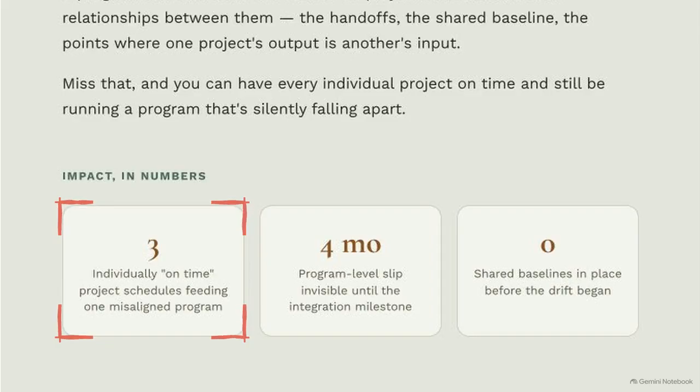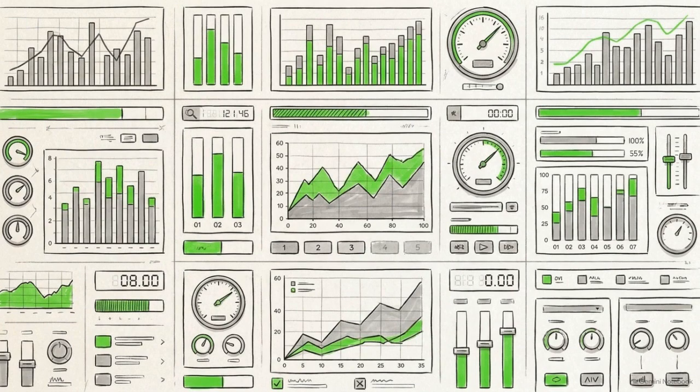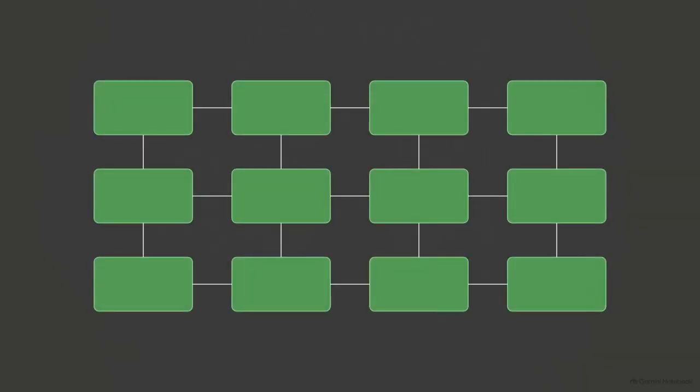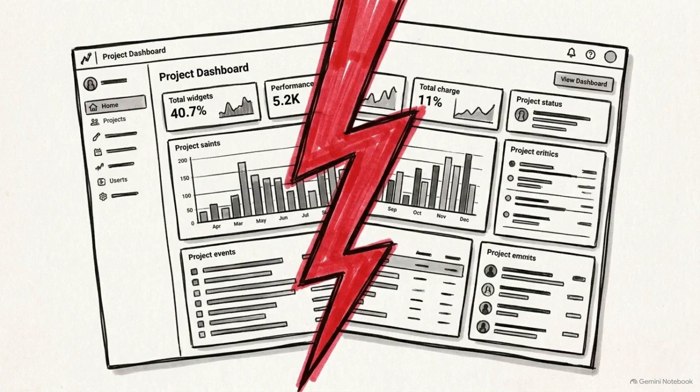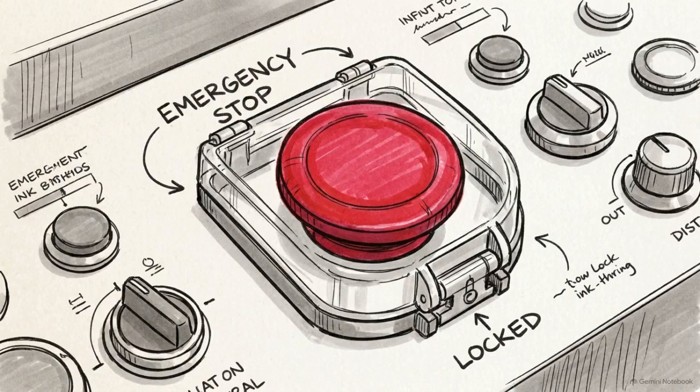This data reveals the paradox. Despite three project schedules claiming to be on time, the overarching program is instantly 4 months late. The disconnect stems from that final number. 0 shared baselines were in place to catch the drift. Aggregating isolated schedules into a single dashboard provides a bird's-eye view, but it often masks the structural disconnects growing between teams. It creates a dashboard that looks controlled, while the projects are actually drifting apart.